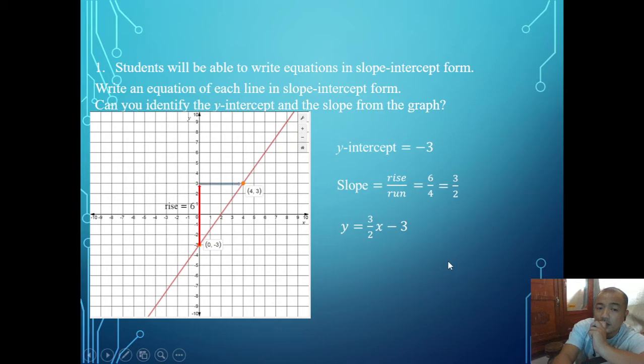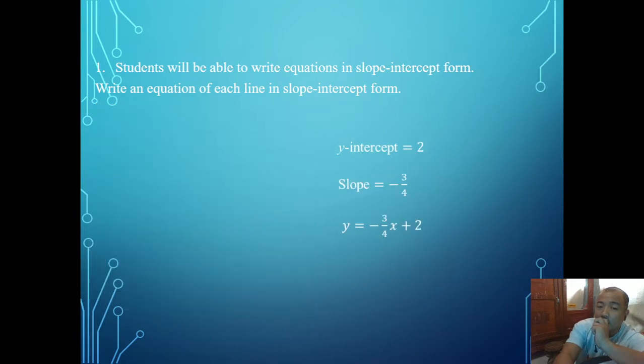The rise is 6, run is 4. So 6 over 4 is 3 halves. So that's also possible, going to the point 4, 3. But we can also use the point 2, 0. No need to get the lowest term. And still we get the equation y equals 3 halves x minus 3.